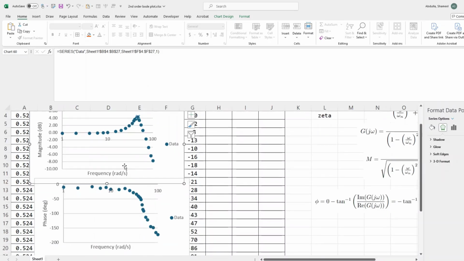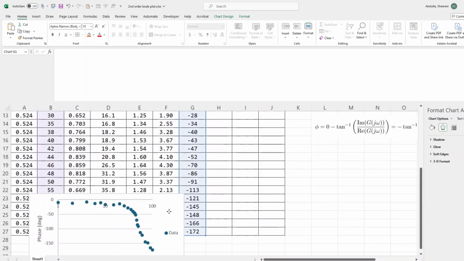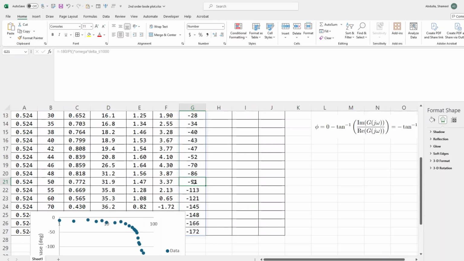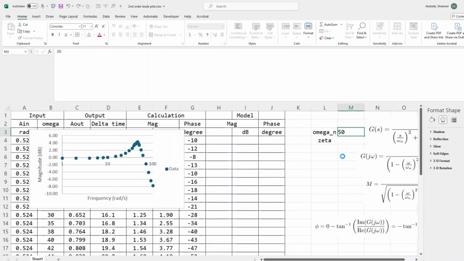The next best way to estimate it is by looking at your phase and seeing where the inflection point is. The inflection point is when the phase crosses the minus 90 degree mark, halfway between 0 and minus 180. It's a bit hard to see from the graph, so you can actually look at the data and estimate this. Your phase crosses the minus 90 mark around this value, so I would say 50. So let's assume your omega n is 50 radians per second.